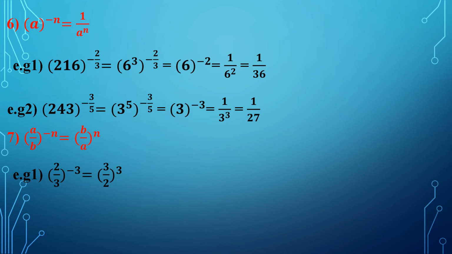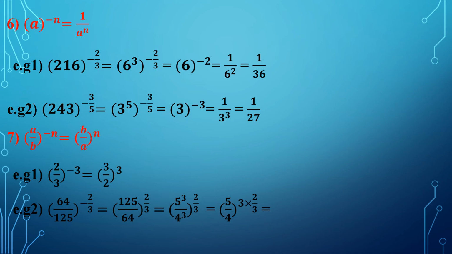(2 upon 3) raised to minus 3 equal to (3 upon 2) raised to 3. You don't have to take the reciprocal of power. You have to take the reciprocal of the base. Be very careful at this point. One more example, the last example to understand the same.